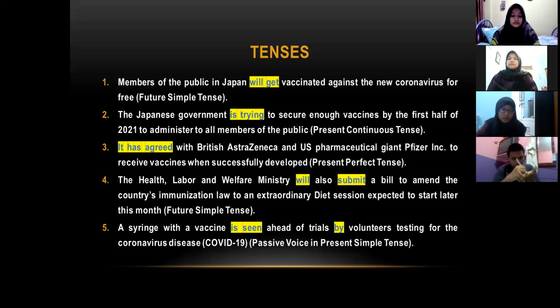And the last one is: a syringe with a vaccine is seen ahead of trials by volunteers testing for the coronavirus disease or COVID-19. So this uses passive voice in the present simple tense, because it is is plus verb 3 with by, which is the passive voice formula in the present simple tense. And next is the explanation by Aprilia.